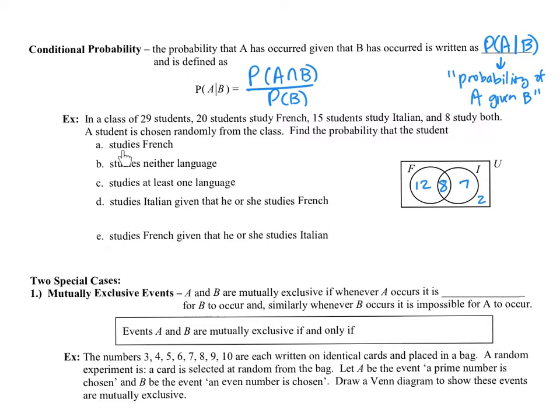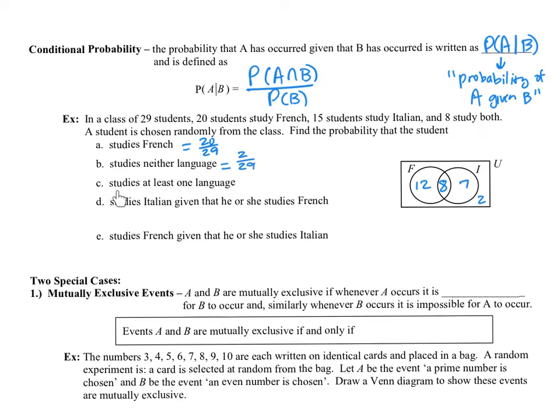Let's start with the probability that a student studies French. Well, if you look at the French circle, there are a total of 20 students in the French circle out of the 29 students in the class. So the probability that a student studies French would be 20 out of 29, okay? The probability that a student studies neither language, that's these 2 guys right here. There's 2 of them out of 29 in the class, so that probability is 2 out of 29, okay?